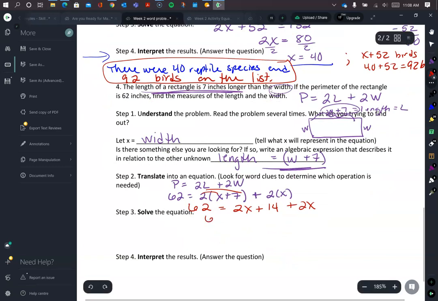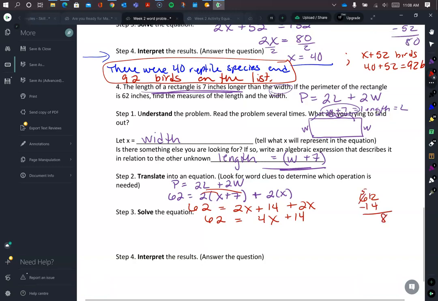And now I'm going to solve that out. And I get 62 equals 4X plus 14. And I need to subtract the 14 from both sides. So I'm just going to do a little aside over here. You can use a calculator, it's totally fine. So then I get 48 equals 4X. Divide both sides by 4. And I get X equals 12.